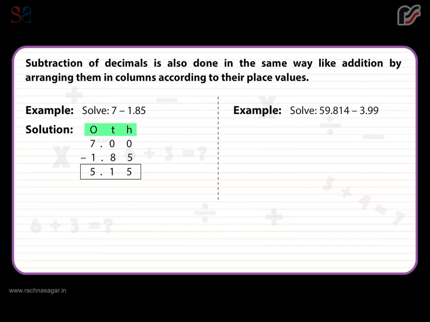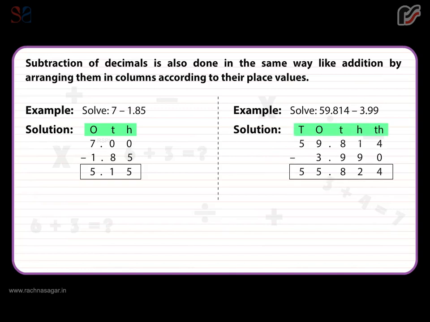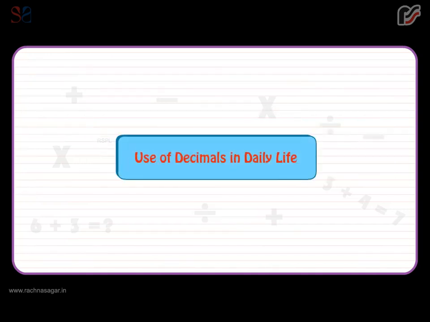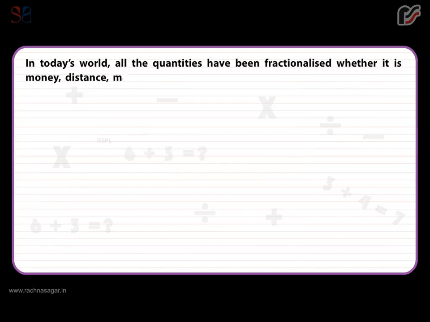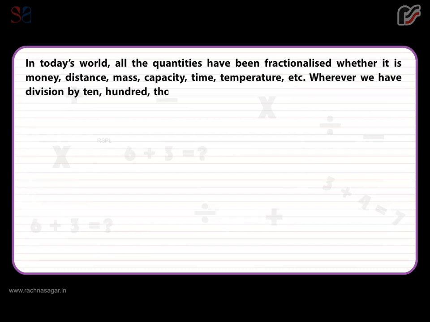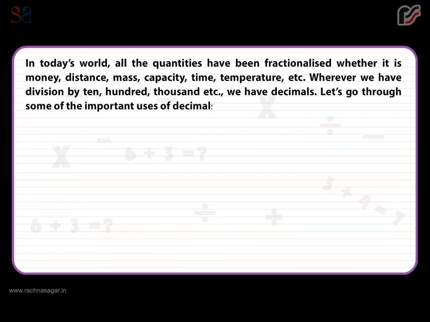Example, solve 59.814 minus 3.990 equals 55.824. Use of decimals in daily life. In today's world, all the quantities have been fractionalized, whether it is money, distance, mass, capacity, time, temperature, etc. Wherever we have division by 10, 100, 1000, etc., we have decimals. Let's go through some of the important uses of decimals.